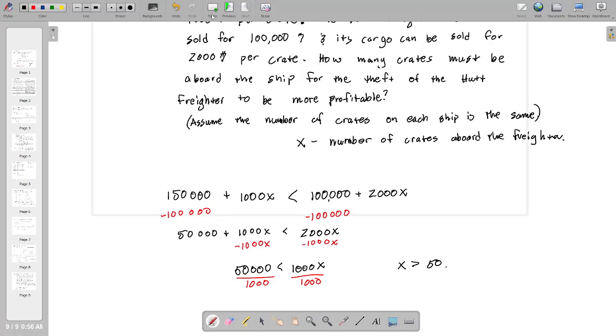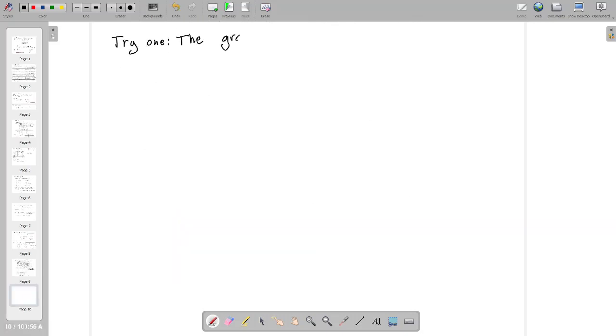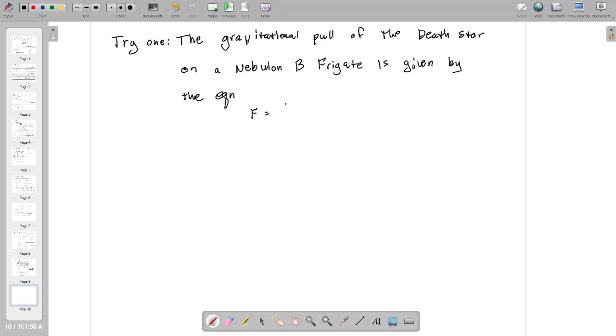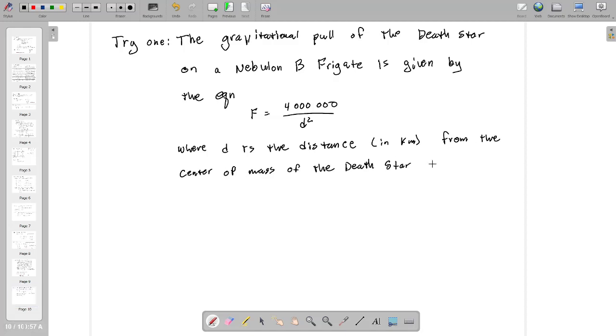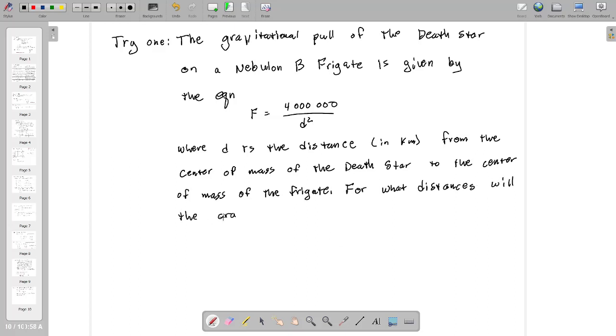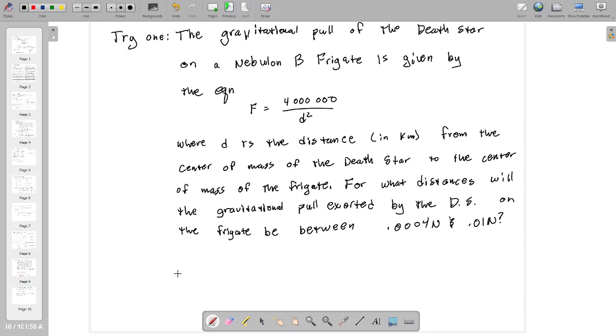All right, I want you to try one now. The gravitational pull of the Death Star on a Nebulon B frigate is given by the equation F equals 4 million divided by d squared, where d is the distance in kilometers from the center mass of the Death Star to the center mass of the frigate. For what distances will the gravitational pull exerted by the Death Star on the frigate be between 0.0004 newtons and 0.01 newtons? Now, I'm going to give you a hint here because I realize this is kind of complicated.